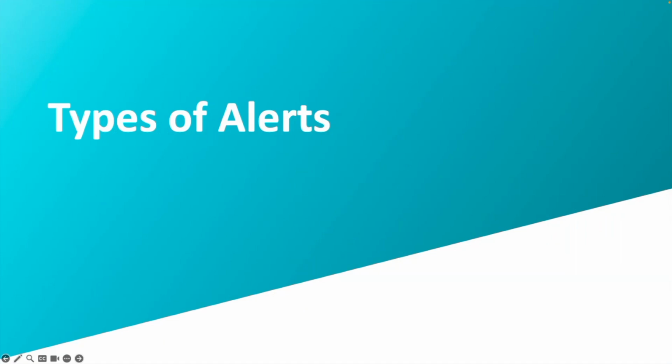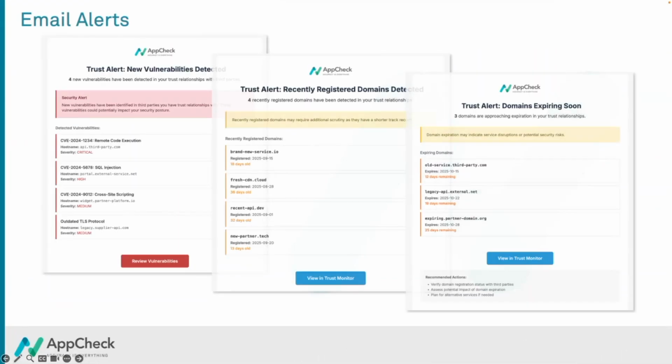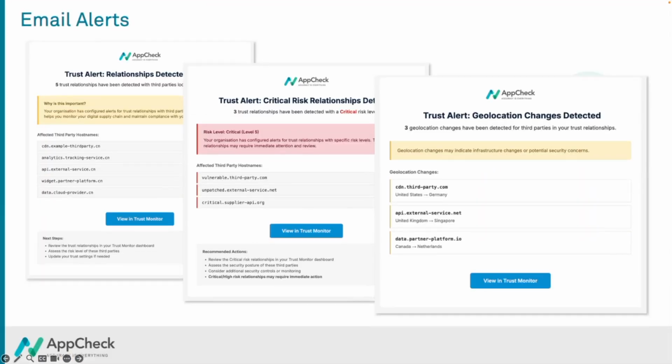So I mentioned types of alerts there, but I thought it was probably worth just recapping again and going through these. So when there is an alert, there are several email notifications that can be sent out. So if there's a new vulnerability, we'll send a vulnerabilities detected email to who's on the list. Recently registered domains. So if there's a recently registered domain detected, that will be alerted at the same time as well. Domains expiring soon. Again, these are things that are potentially becoming imminent risks, especially if it's a highest level trusted relationship. There's also alerts around new relationships being detected, critical risk relationships being detected, and geolocation changes at the same time as well.